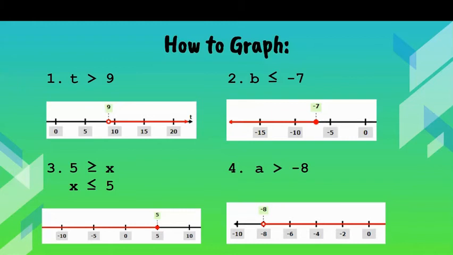So this gives us a hint what we need to do for the graph. So we're going to shade all of the numbers to the right of 9. Let's look at number 2.